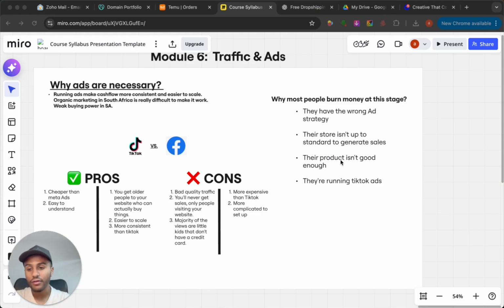Another thing is your product's not good enough, you haven't followed the criteria that I told you, it's not solving a pain point, or I can literally just go down the road, go to Checkers, and buy this product. And then the last point that I've been repeating over and over is you're running TikTok ads. Stop running TikTok ads just because you're too lazy to understand how to run Facebook ads, or you're scared to spend money, because in this game you have to spend money to make money.